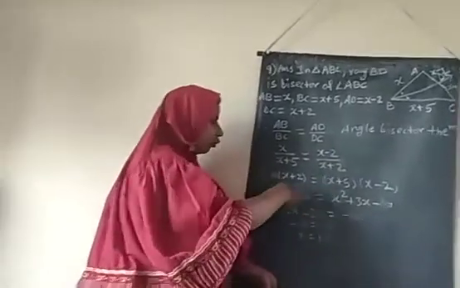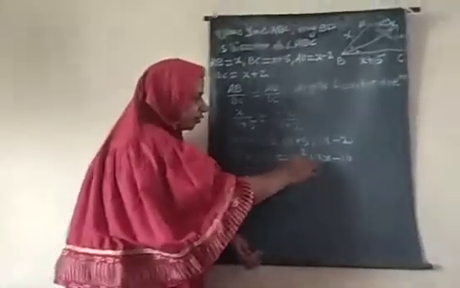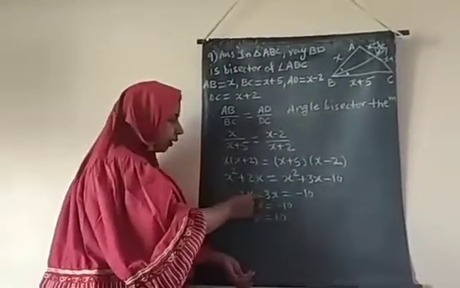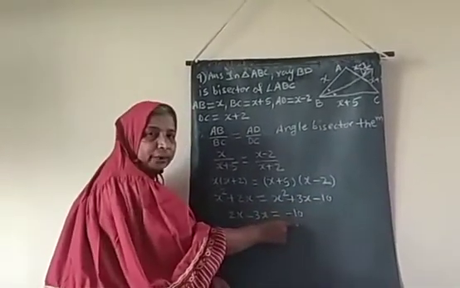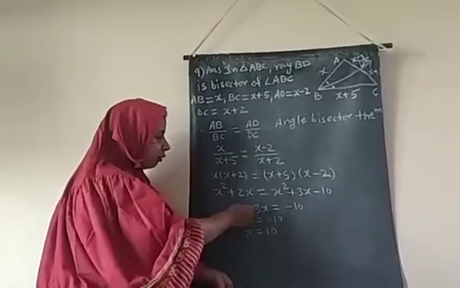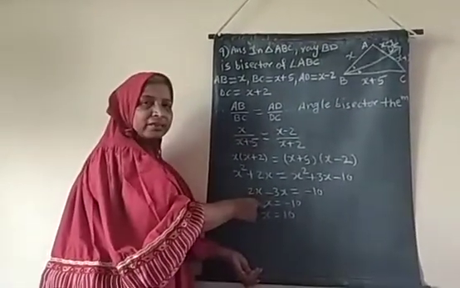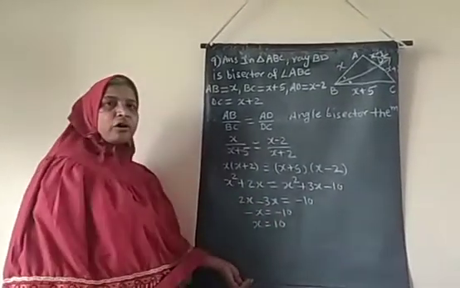On both sides x square gets cancelled, so the remaining values are 2x, and this 3x we are shifting from RHS to LHS. Here it is plus, so it becomes minus. 2x minus 3x is equal to minus 10. Since the numbers are opposite, we subtract, and the greater number has the minus sign, so minus x is equal to minus 10, x is equal to 10. The value of x is 10.